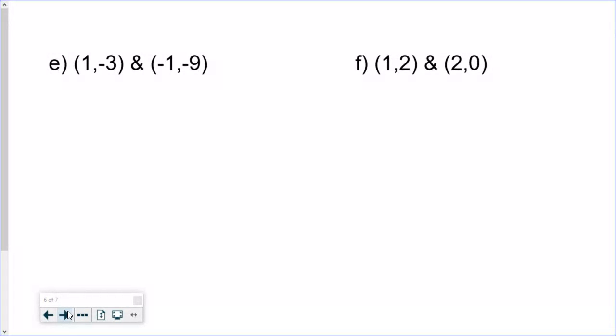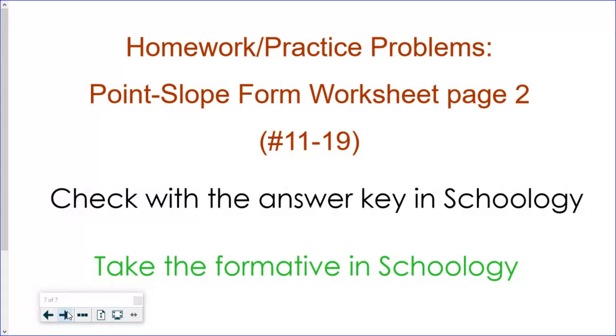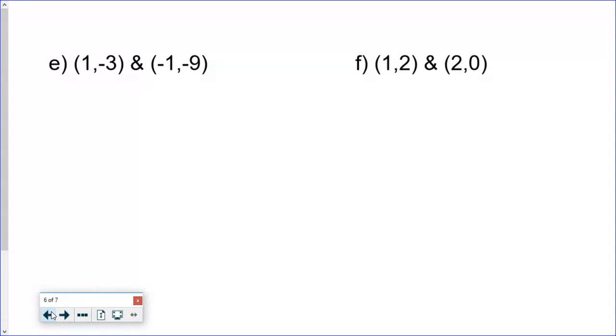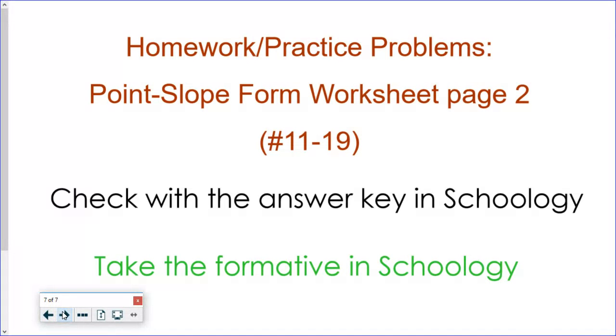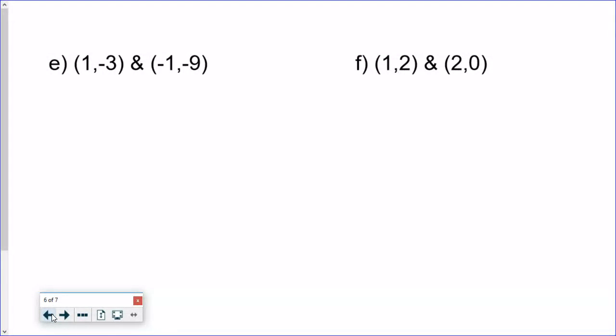Okay, if you want, you can go on to the continuing on to the point slope form worksheet from yesterday. I know I oopsed a little. We're going to do 11 through 19. Check your answers in the key and take the formative. If you're ready, move on for that. If not, let's go backwards. These just to make sure, if you want to do a few more. But like I said, you can go on if you feel comfortable.